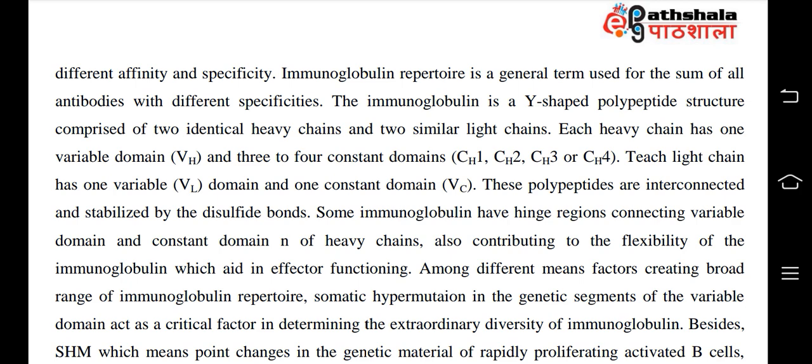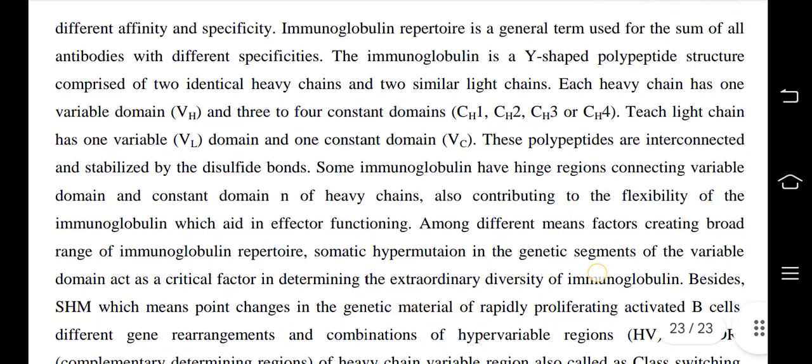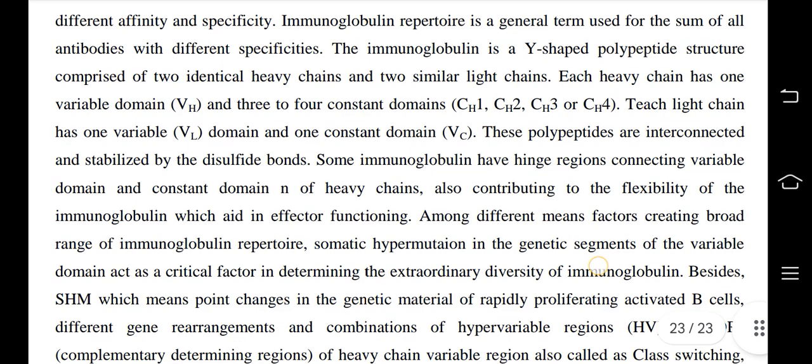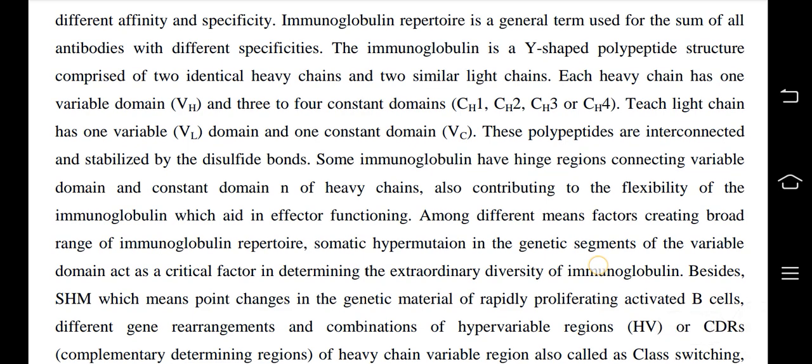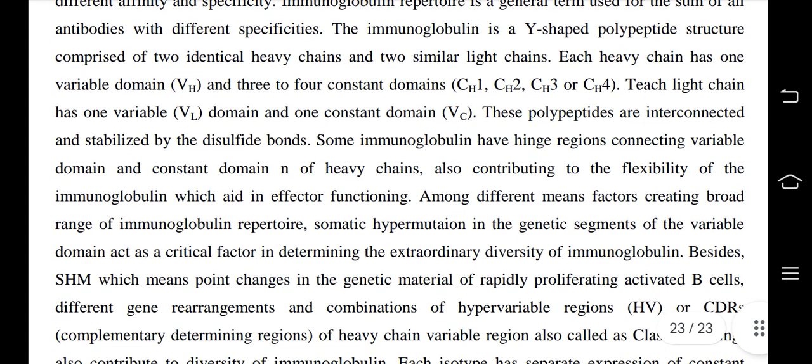The immunoglobulin is a Y-shaped polypeptide structure comprising 2 identical heavy chains and 2 identical light chains. Each heavy chain has 1 variable domain and 3 to 4 constant domains. Each light chain has 1 variable domain and 1 constant domain. These polypeptides are interconnected and stabilized by disulfide bonds. Some immunoglobulins have a hinge region connecting the variable domain and constant domain of the heavy chain, also contributing to the flexibility of the immunoglobulin, which aids in effective functioning.